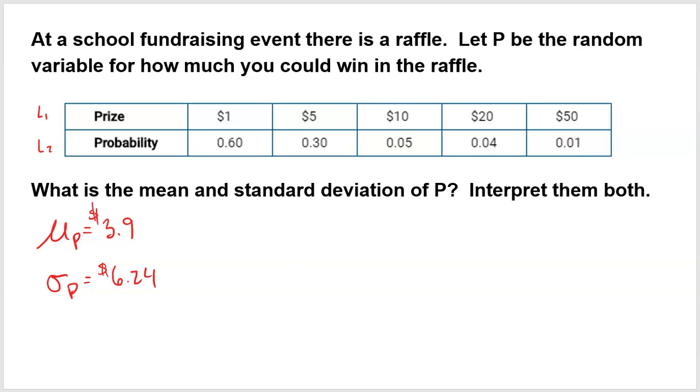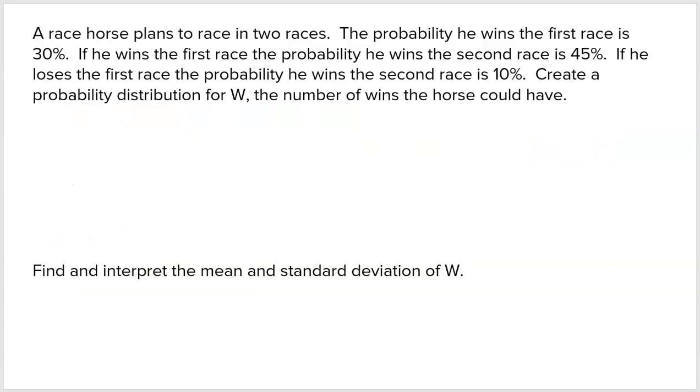But, of course, it could be higher. Obviously, look at the numbers. But it could also be lower. And that's where the standard deviation comes into play. So, on average, the amount I win could vary by $6.24. Pretty easy. Let the calculator do the hard work for you. You just got to worry about interpreting.